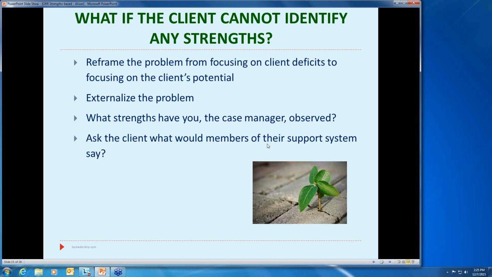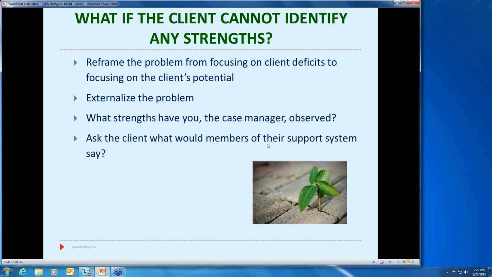And here's another question that I get a lot: what if they can't identify any strengths? That does happen when clients are very depressed. It's not that they don't have strengths, it's just hard for them to get into that mind frame. So reframe the problem from focusing on the client's deficits to focusing on the client's potential. Focus on that goal. Maybe they could identify a goal or something that they wanted, and then focus on what they're doing well that's going to help them get there.